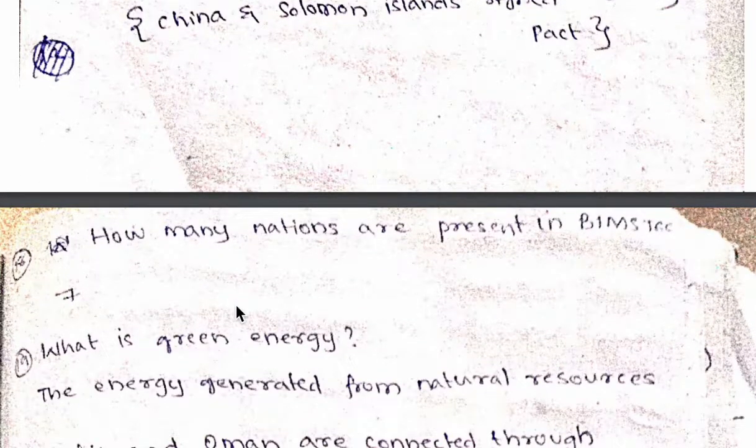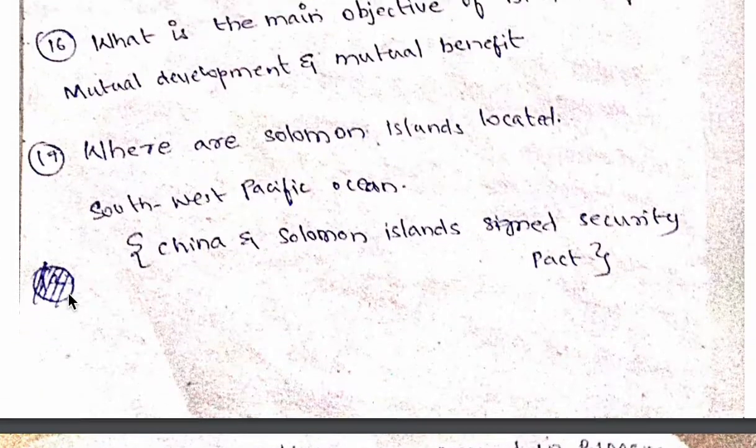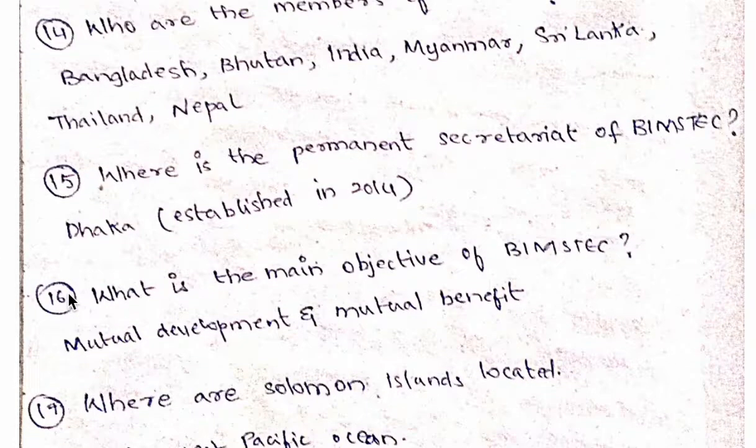18th question, how many nations are present in BIMSTEC? It is 7. What are they? They are Bangladesh, Bhutan, India, Myanmar, Sri Lanka, Thailand and Nepal.